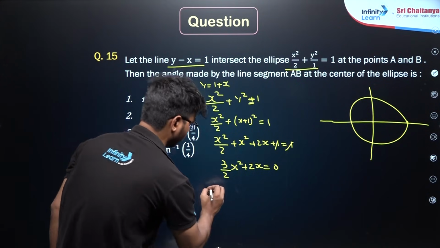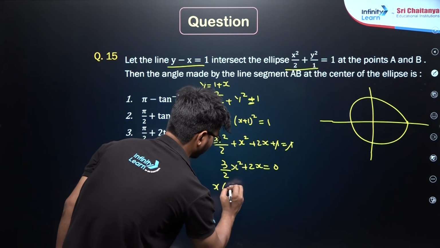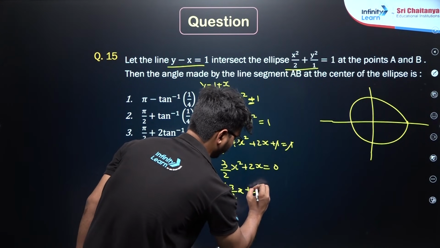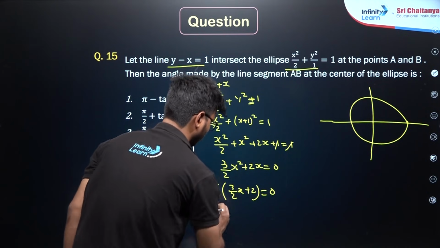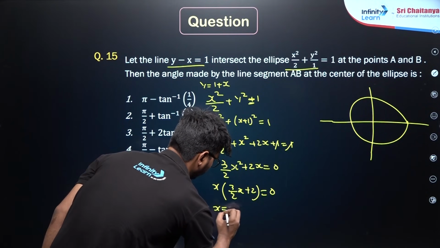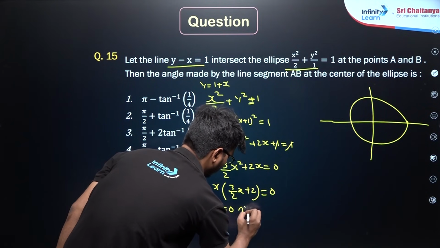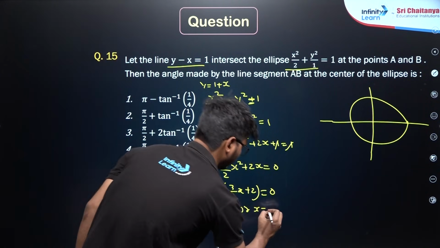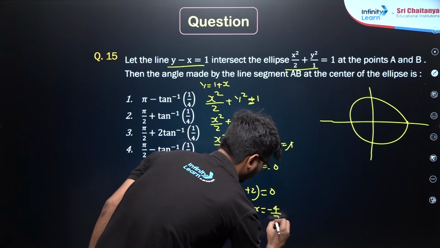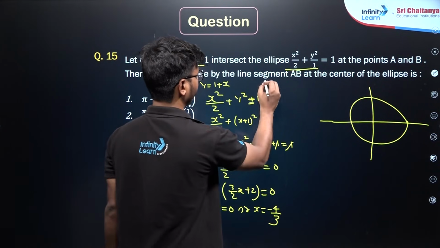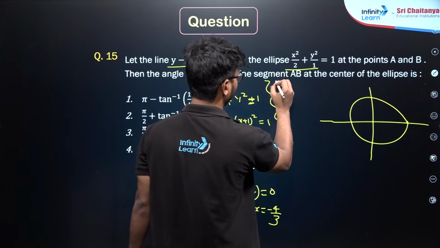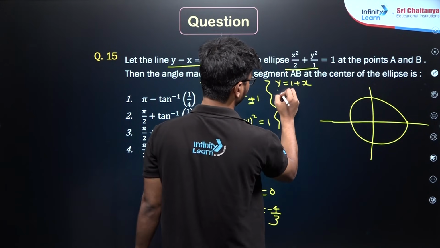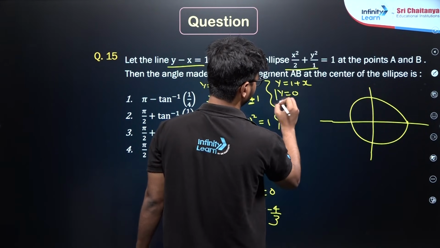Now I can take x common. The moment I take x common, I am getting x times 3 by 2x plus 2 equals 0. So I can write here x equals 0, or x is equal to minus 4 by 3. Okay. And we have the relation that y is equal to 1 plus x. So when I put x equals 0, I am getting y equals 1. This is the one point.